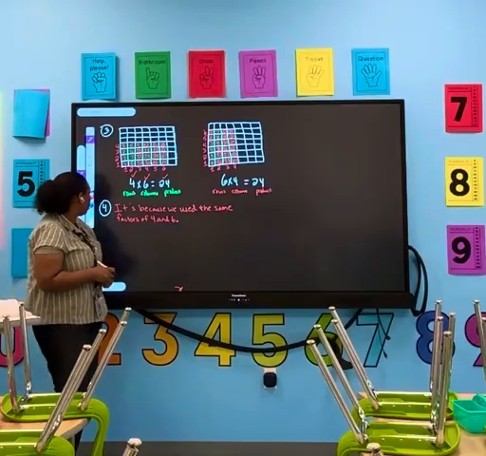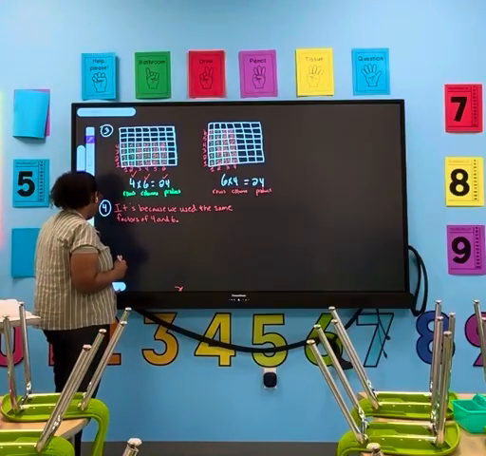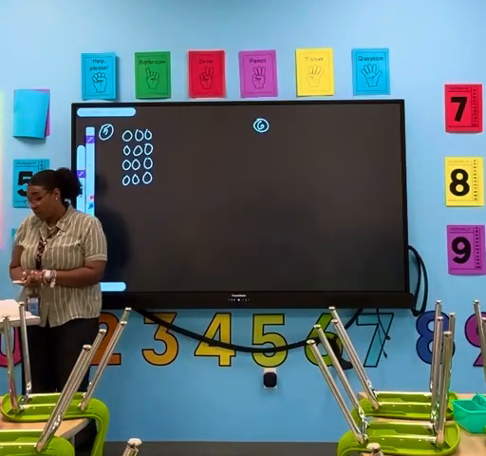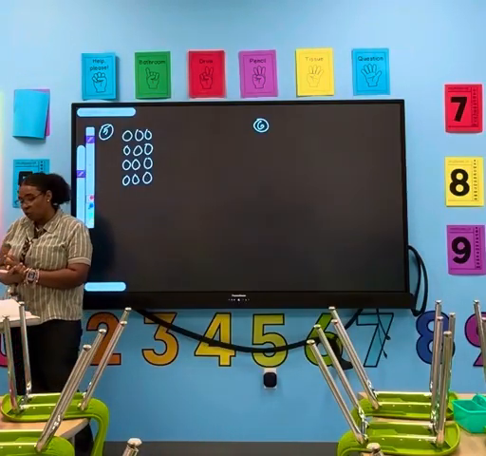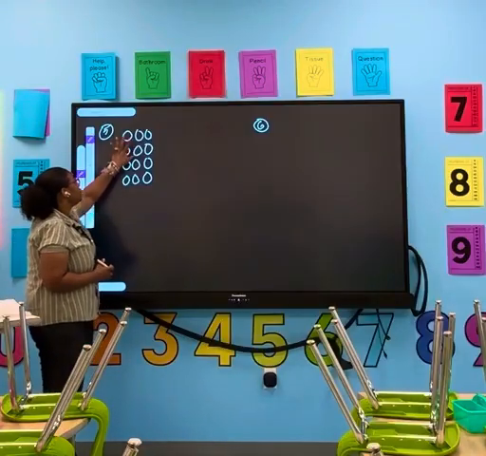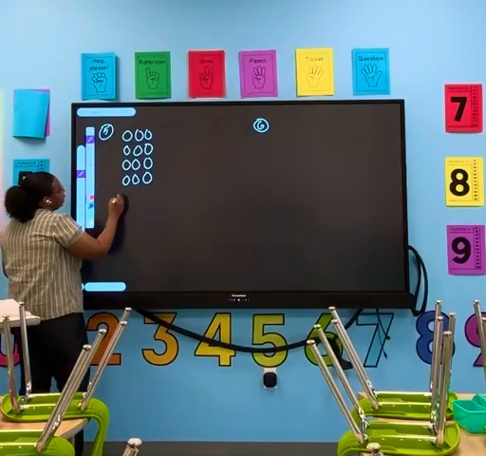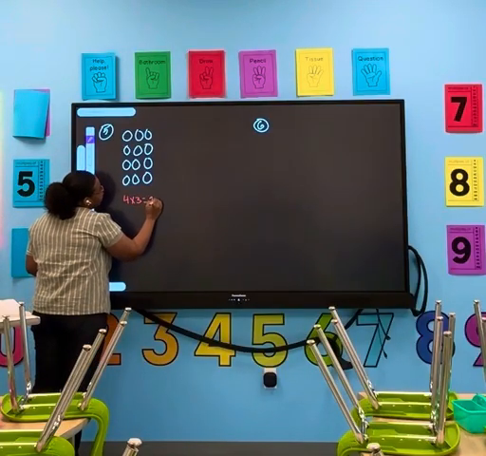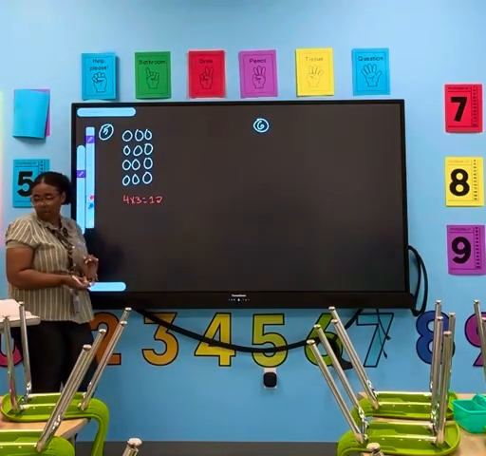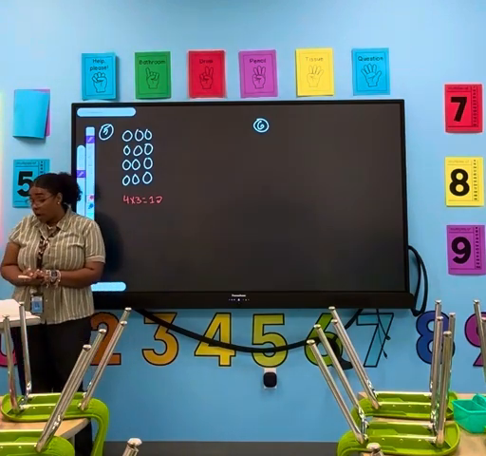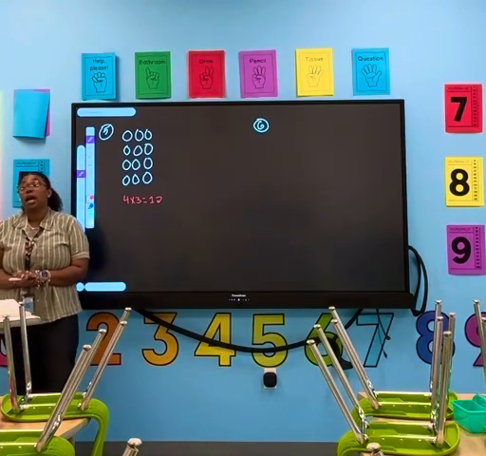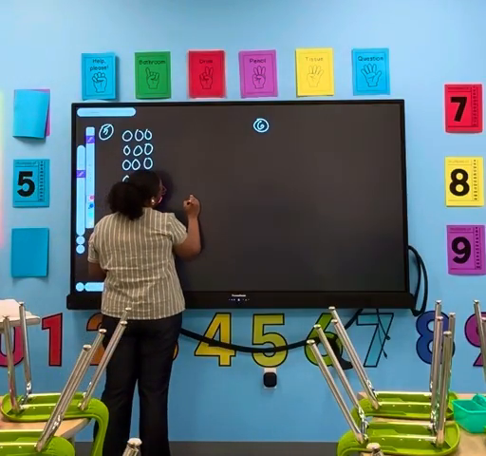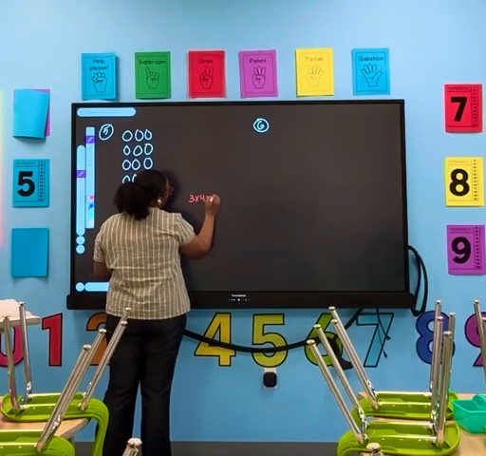Okay, number 5 is on my next page. Let me get to that. Okay, so number 5 says this array shows 4 times 3 equals 12. So this is the array, and they're telling me that this shows 4 times 3 equals 12. This is what it's showing. Okay, it says draw an array that shows 3 times 4 equals 12. So they want me to draw another array that shows 3 times 4 equals 12.